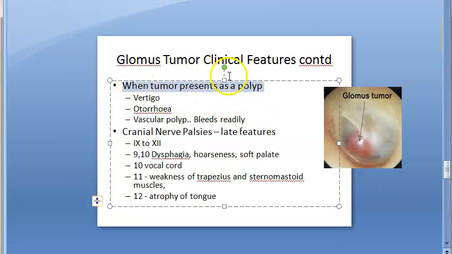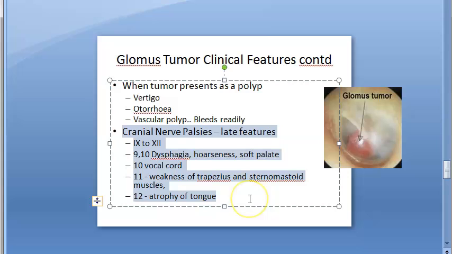Okay, if it has now perforated the tympanic membrane and it becomes a polyp, then the person can have vertigo, otorrhoea. So when you look at it, you will see a vascular polyp that very easily bleeds. Okay. Then in late features, you have cranial nerves getting affected.